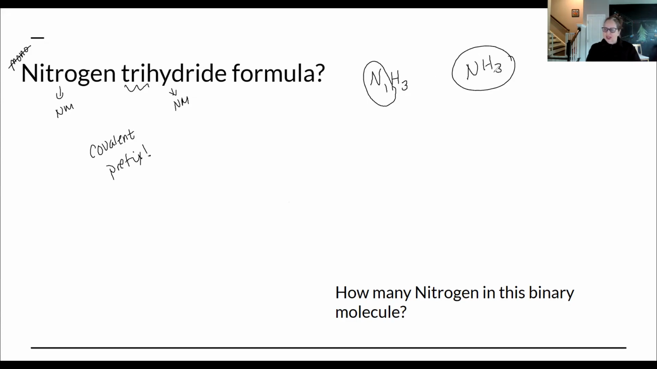So you might see it like this. This is still one nitrogen and three hydrogens. Still a binary. This is a binary molecule because this is sharing. The nitrogen and the hydrogen are sharing electrons here, creating a neutral molecule. No ions in this guy.